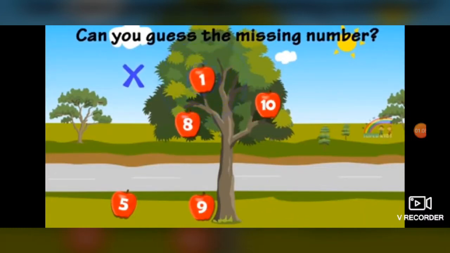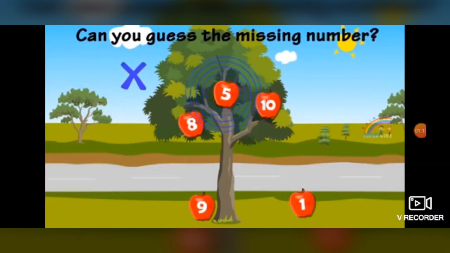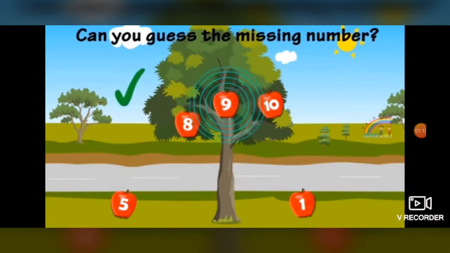1. No. Count forward. What comes after 8? 5. No, it's wrong. So again count 8, 9 and 10. So the missing number is number 9. It's correct. 8, 9, 10. Recite the numbers forward as well as backward.